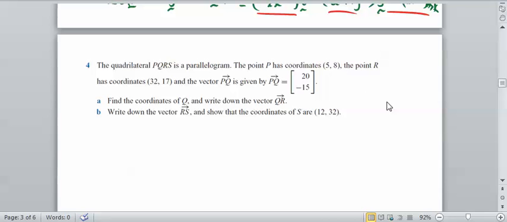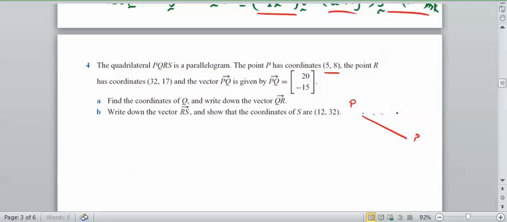So we've got our parallelogram. Point P has coordinates of 5, 8, and R has coordinates of this, and vector PQ is given by this. How are we going to draw a parallelogram? Okay, but where's PQ and R and S? How are we going to draw it? Well, point P has coordinates 5, 8, and R is 32, 17. P and R are going to be like, say, this could be P, this could be R.